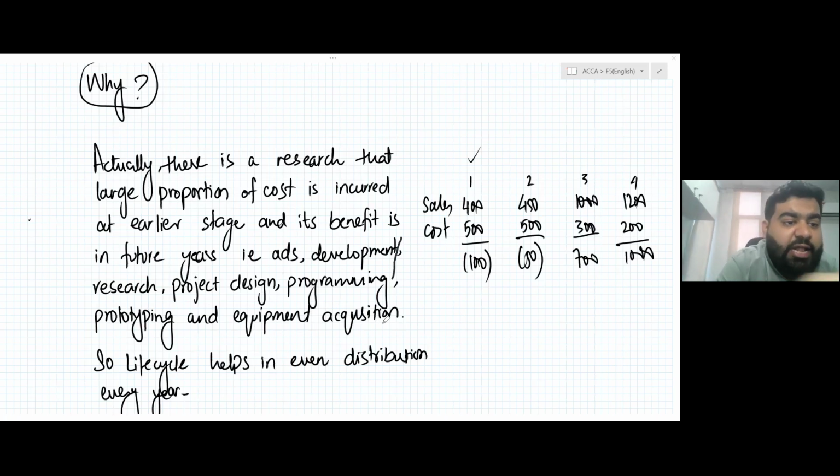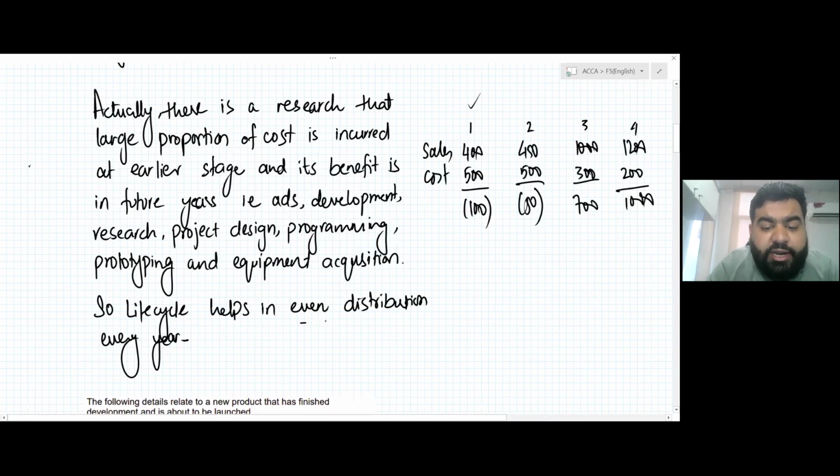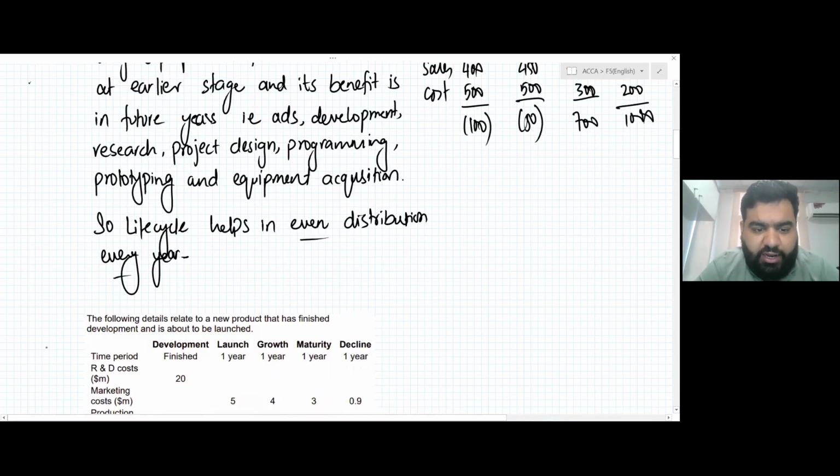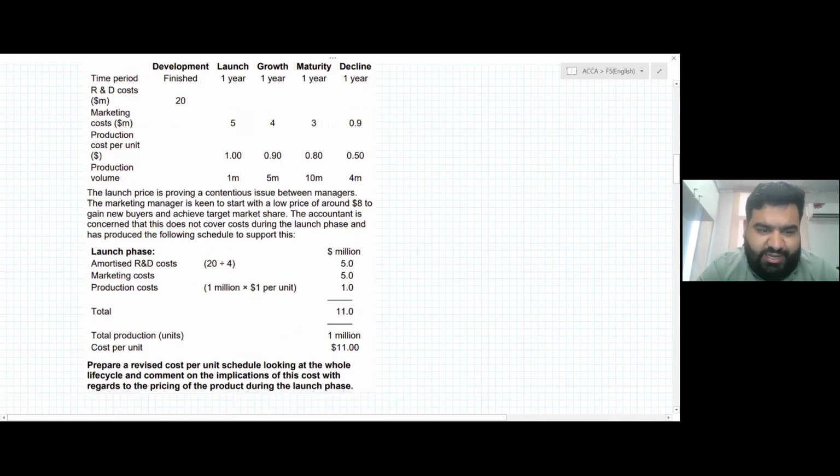So life cycle helps in even distribution each year. Actually it's not exactly even, but life cycle helps you to calculate average cost over the life. So you know that your average cost is this, and you must not sell under this average cost. You have to sell more than that average cost. Okay, like, for example, this is a question.